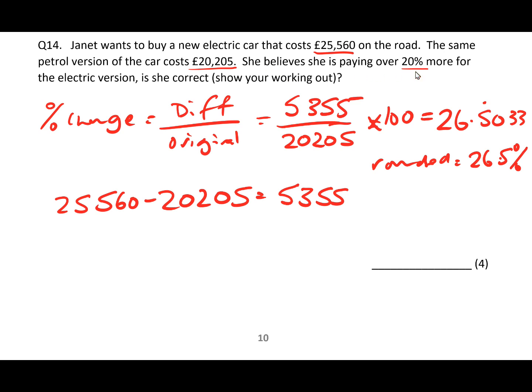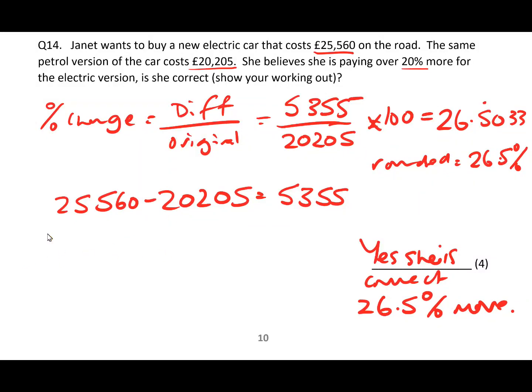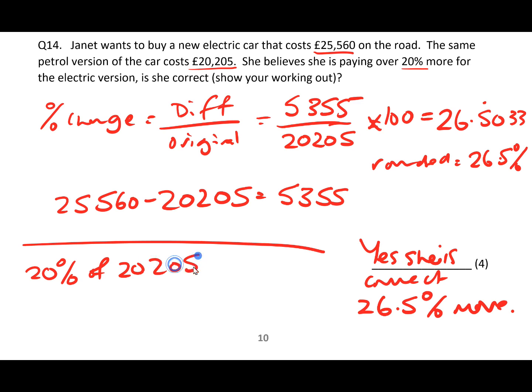So she believes she's paying over 20% more for the electric version. Then is she correct? Yes, she is correct. And we reckon it's about 26.5% more. Another way to do this question, if you wanted to, is to just work out 20% of the 20,205 and then add it to the original amount to see if it is 25,560 or above.